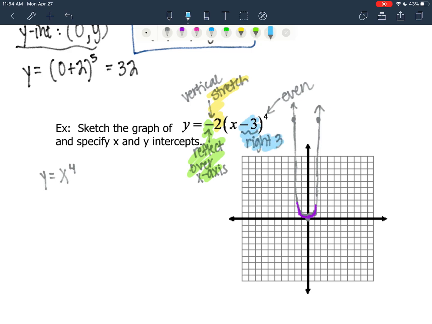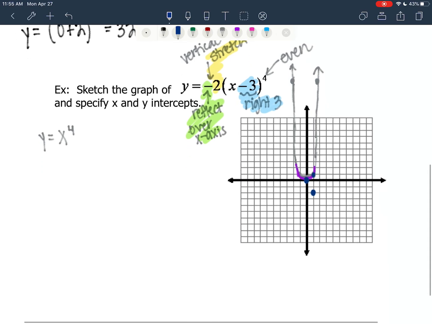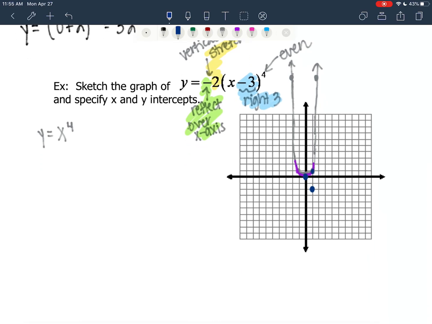So we always reflect first. So I'm going to reflect this, right? And I'm also going to impose that vertical stretch of 2. So instead of putting a 1 in and getting a 1 out, I'm going to put a 1 in and get a -2 out. And instead of putting a 2 in and getting a 16 out, I'm going to put a -2 in and get -32 out. So this thing is going to be super skinny. We thought it was skinny before, and it is even skinnier.